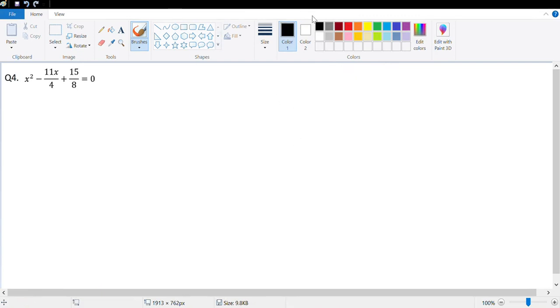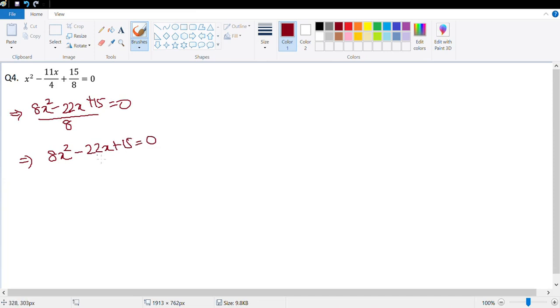The next one that we're doing is question number 4. It says x square minus 11x upon 4 plus 15 by 8 is equal to 0. Again, let's start by taking the LCM. The LCM would be 8. So this would be 8x squared minus 11 into 2, that's negative 22x plus 15 is equal to 0. Let's cross multiply. That would be 8x squared minus 22x plus 15 is equal to 0.